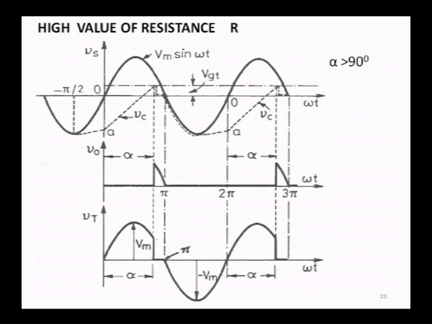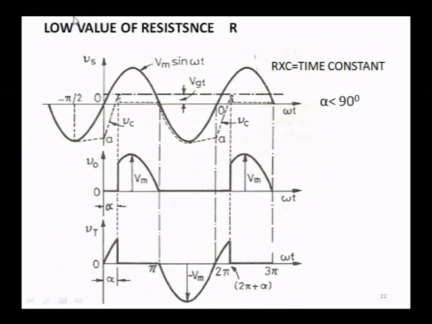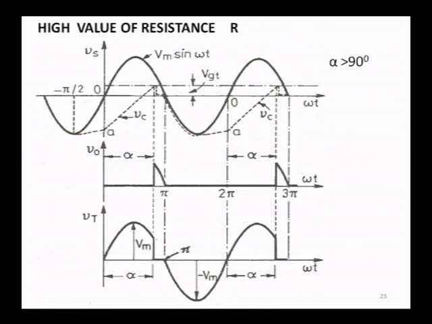Resistance is there. This graph is for a low value of resistance. This waveform is shown for a low value of resistance. When resistance is less, current is more, capacitor charging voltage is less, so it fires at this angle. If you increase the value of resistance, a high value of resistance, current is less, and it takes a long time to discharge, the time of discharge is more, because R into C is a time constant.